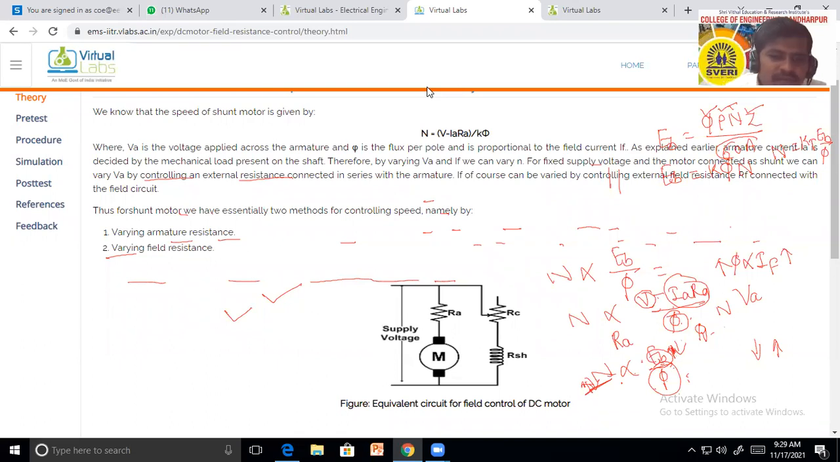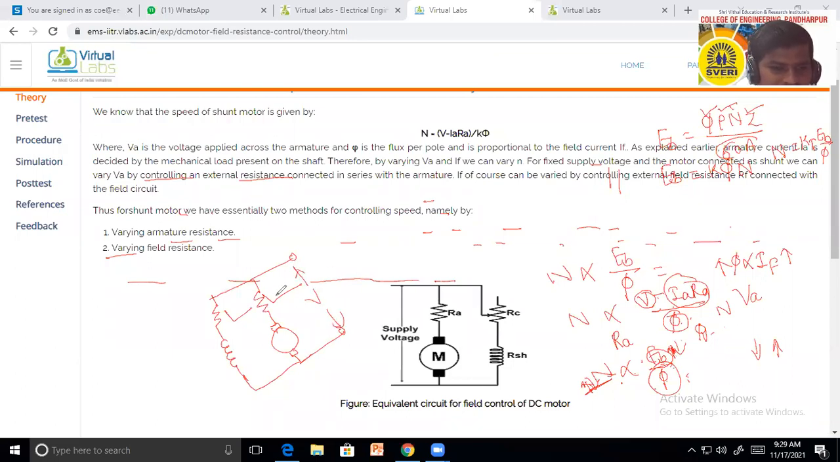Okay, so see the circuit diagram or the equivalent circuit for that, we are inserting one resistance. What are we doing in this? We are inserting a resistance. See, suppose it is a shunt motor, so here it is the field winding. Then we are showing here the armature resistance, and this one is the armature of the motor. Okay, and this one is the supply voltage, or we are applying a voltage.